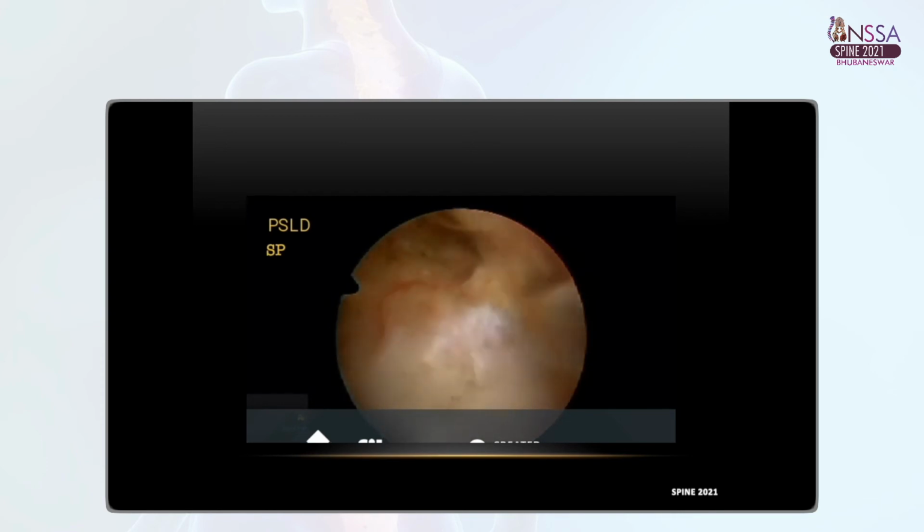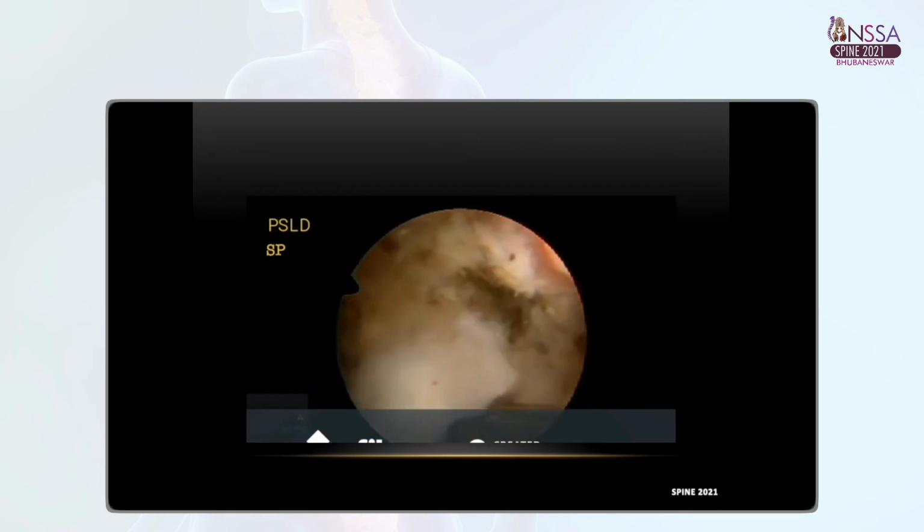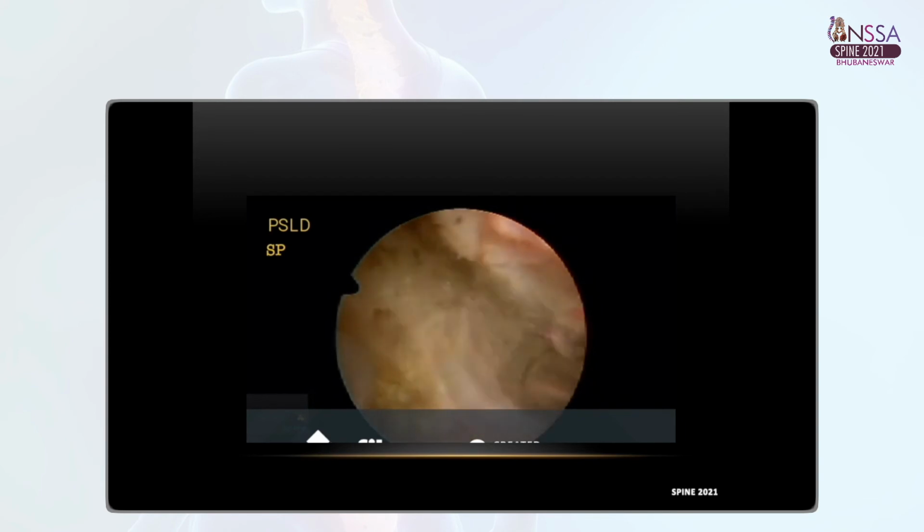And this is a case of a metastatic bony tumor where the patient was not fit for any kind of general anesthesia, as the metastatic disease has affected his liver, his heart function and everything. And so this was done under local anesthesia.